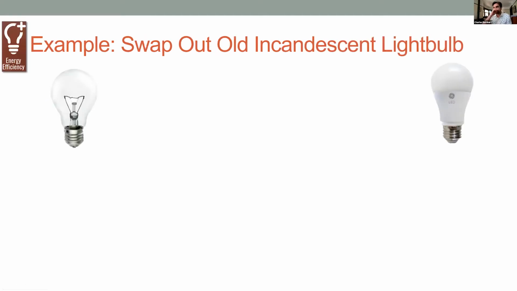Okay. So swapping out old incandescent light bulbs. This will be a pretty simple analysis. I can't even remember if I annualized this with a CRF or not, but this will give you kind of the first idea. So here's an old incandescent light bulb. Costs $1 per bulb. They last a year, burn 60 watts when you have it on.